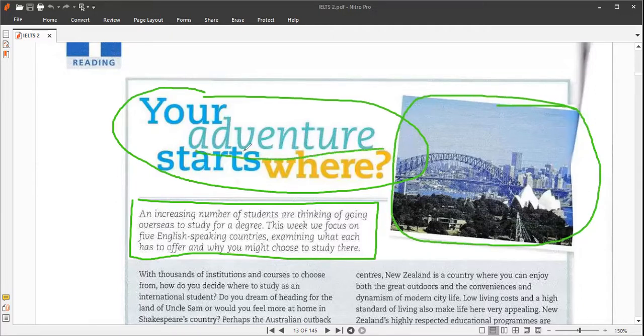Your adventure starts where? Increasing number of students thinking of going overseas to study for a degree. This week we focus on 5 English-speaking countries, examining what each has to offer and why you might choose to study there. So now you understand what the text is about. It's about 5 destination countries for those who would like to take a degree overseas.